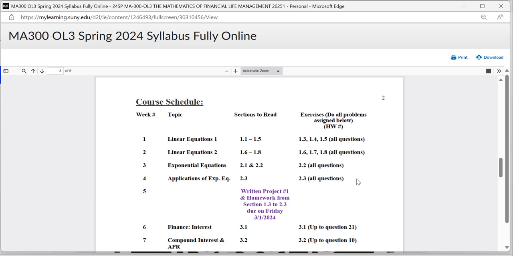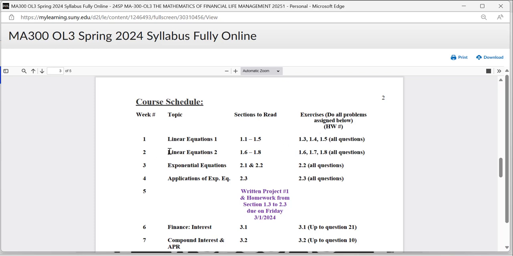So on week 1, the first week, you're going to work on the topic of linear equation 1, which is from section 1.1 to 1.5. You're going to read the textbook from section 1.1 to 1.5, and you're going to complete all homework assignments assigned below. So section 1.3, 1.4, 1.5, all questions, right? It's not too many questions. I'm going to show you where the homework assignment is located in the textbook in a second.